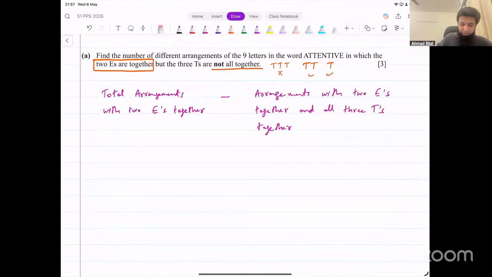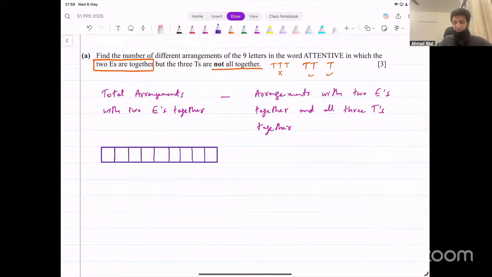So we can start with 9 boxes like this. 1, 2, 3, 4, 5, 6, 7, 8, 9. These are 9 boxes that we've got. We want E's to be together. We can merge 2 boxes and put the 2 E's in that merged box. Now, there are 8 boxes in total, with 7 letters in the remaining boxes. What are those letters? A, T, T, N, T, I, V.